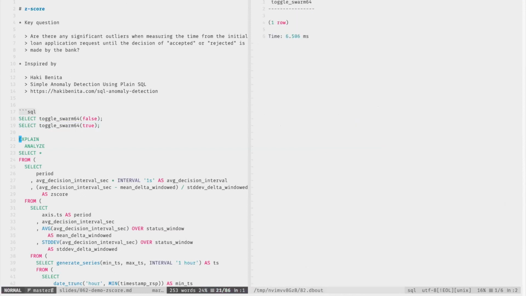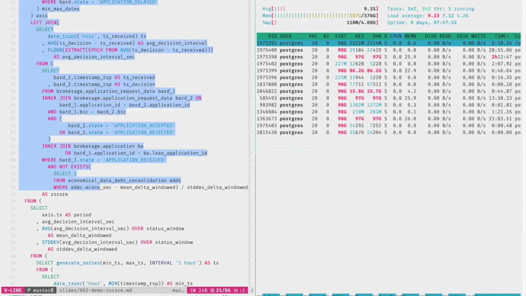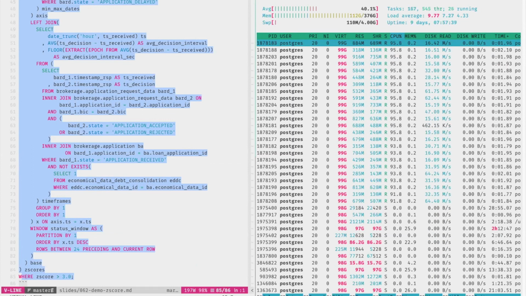Switching on Swarm completely, showing you HTAP again, this time not messing up with my windows, hopefully. I'm just running this again. And you see we get parallelism much more than before from the very beginning, which is a really good sign.